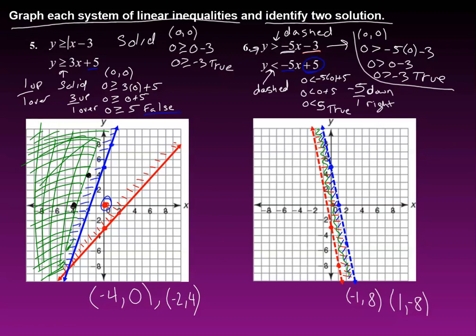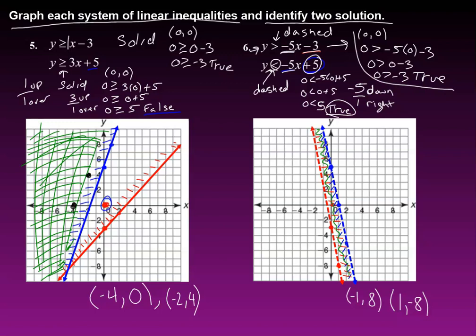My second equation is also dashed because it's not equal to. Again, it came out to be true, so that means we shade towards 0, 0. And it starts at 5, and it goes down 5 and to the right 1. And so there's my second one. And it shaded towards 0, 0 as well. And if you look in the graph, both the blue and the red were shaded in between the two lines, so the area shaded was the inside.